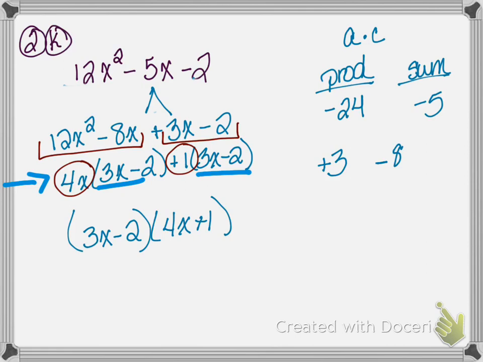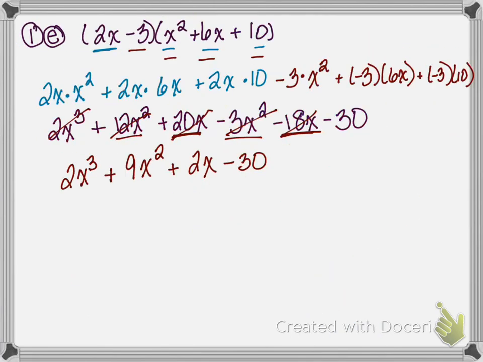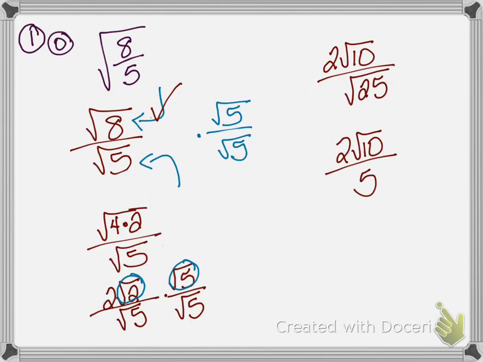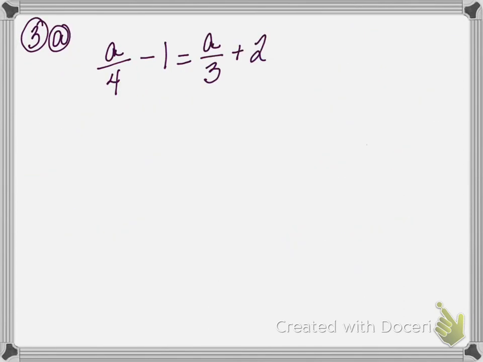So here we factored. Remember, factoring is when we break things down. Here, our first part was simplifying. Everything that we were doing was simplifying. That is when we are putting everything together. We are adding, we are subtracting, we are multiplying, we are combining like terms. So we have simplified, we have factored, and now we're going to start solving.